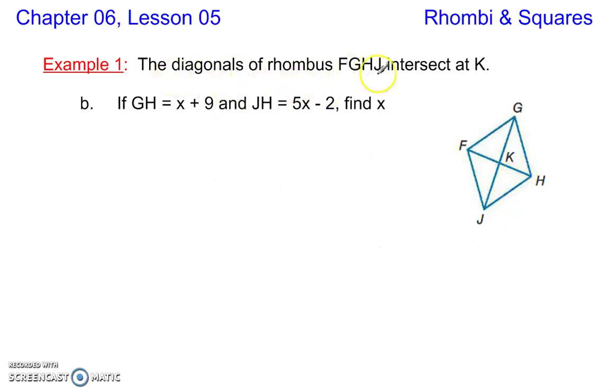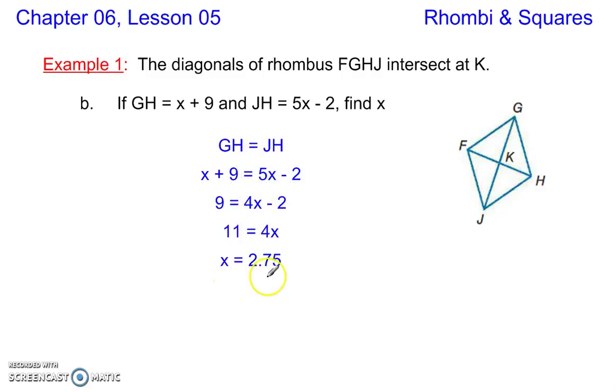All right, we know the diagonals intersect at K, so if GH is x plus 9 and JH is 5x minus 2, we want to find x. So label those sides. Now we know in a rhombus, all the sides are congruent to each other. Okay, so that means we can set these two equal to each other and then solve for x. So x is 2.75.